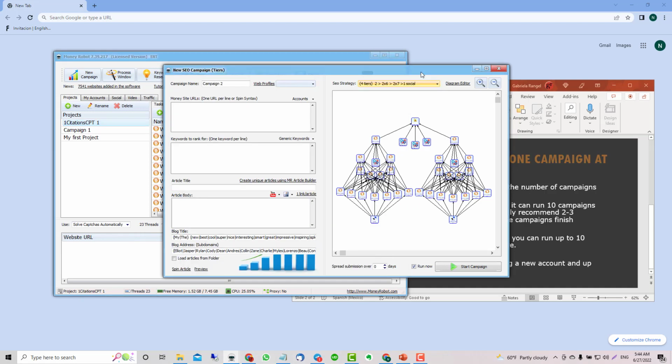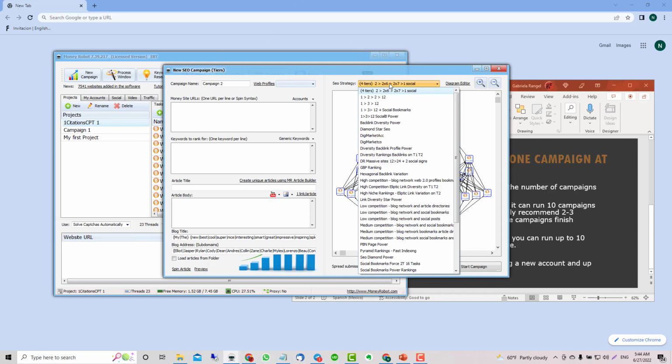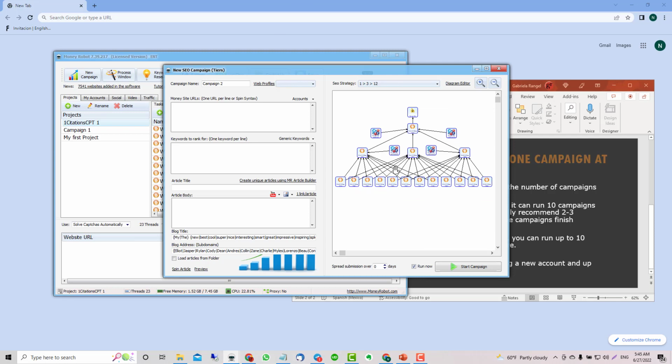In this case, I usually use around 24 threads and around 12, 14 campaigns. If I'm creating new accounts, I usually do 4, no more than 4 or 5, because it's going to take a long time. Also, usually what I do is create an account with a smaller diagram like 1, 3, 2, 12. This is really powerful and quick. That's one of the main reasons I use this one.